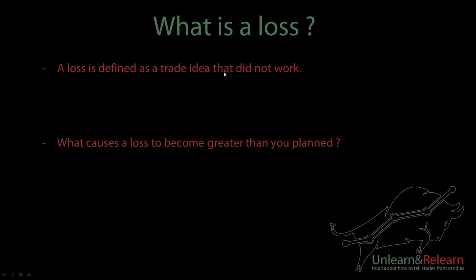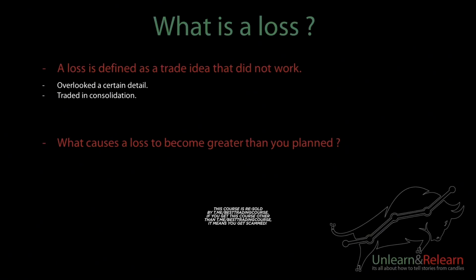A loss is defined as a trade that did not work. Maybe it was something you overlooked. Maybe price on the high time frame was creating a support or a resistance, but you looked at a small time frame a lot and you took a trade from that perspective. Maybe price was consolidating and you didn't recognize that. The best way to recognize consolidation is to see if candles are really closing side by side. Maybe there were news events.